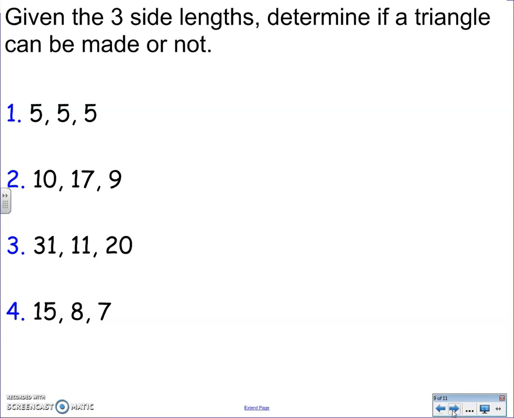Given the 3 side lengths, determine if the triangle can be made or not. So first one says the 3 sides are 5, 5, and 5. Now, hopefully, you know that's an equilateral triangle, right? So this should make a triangle, but if the sides are the same, just label them whatever.